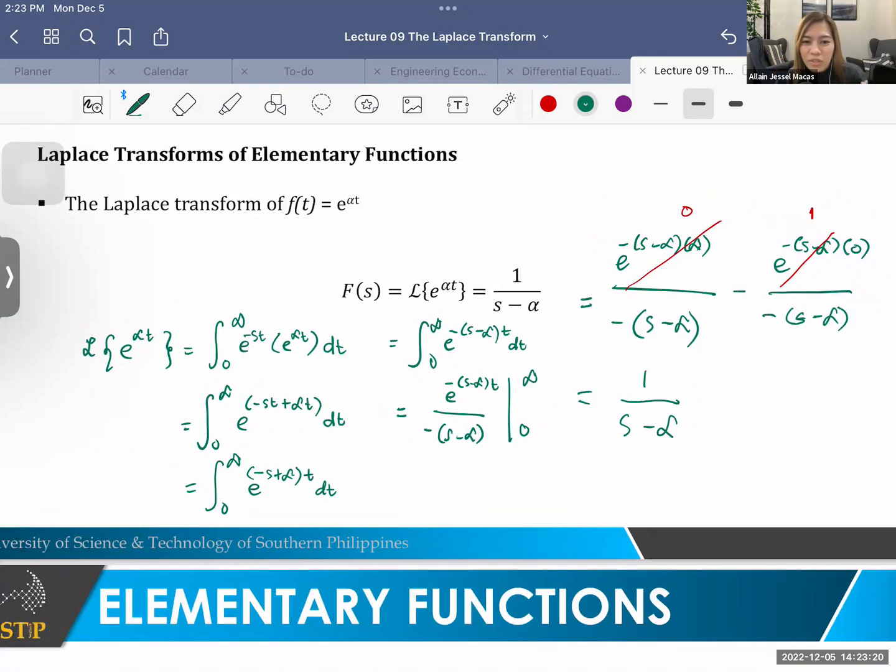Actually, na-derive gid na ato class, maskin pwede ra gud tumatagan ani, mas mutatak mangguni sa inyo. Hopefully. Okay, unsa ni 1 over s minus alpha kung naka e to the alpha t. Sige, question. Wala, makaabot ta. 1 to 4 man ta class, no? Makaabot pa ta sa shifting. Sige, question.